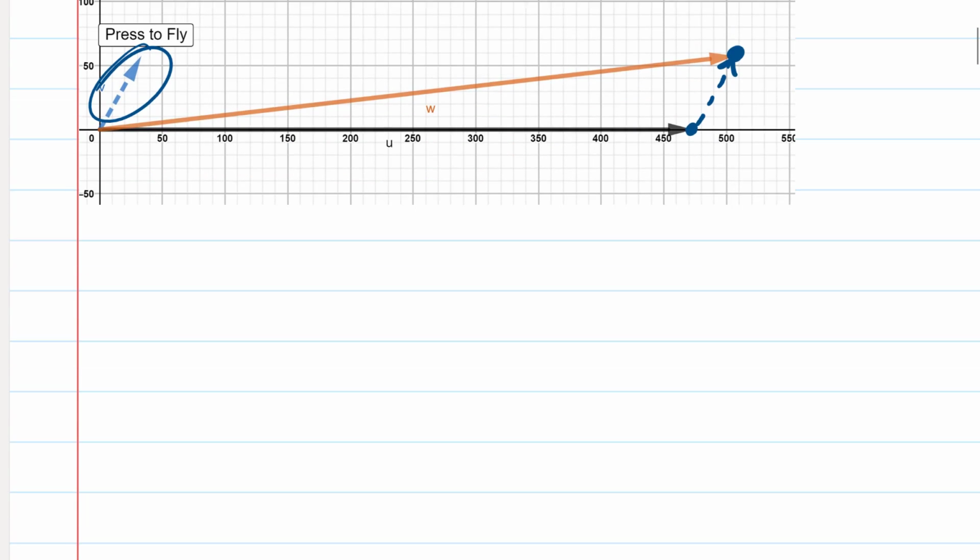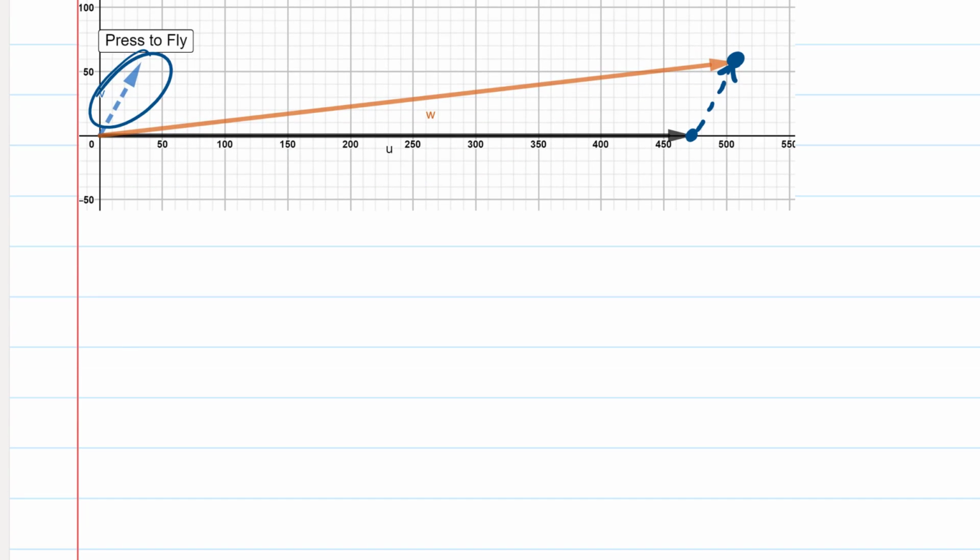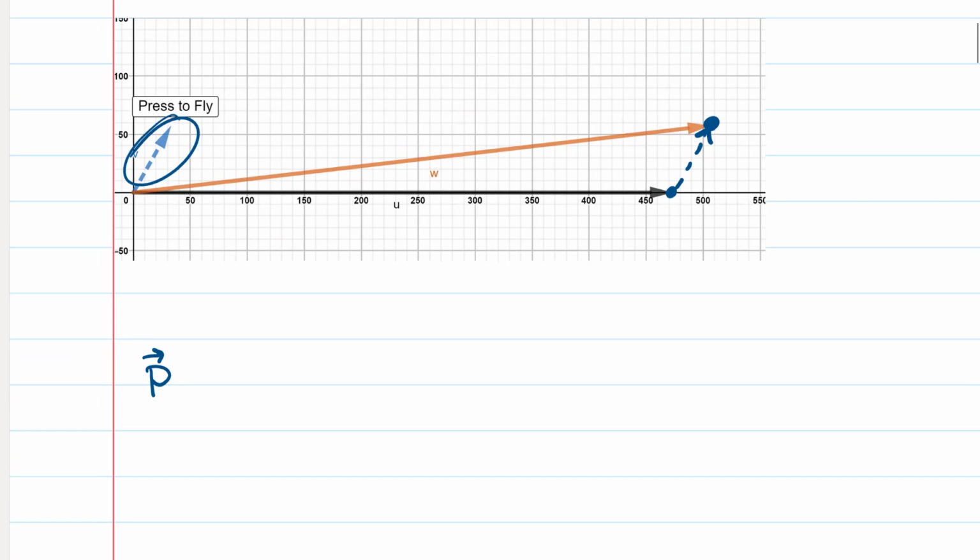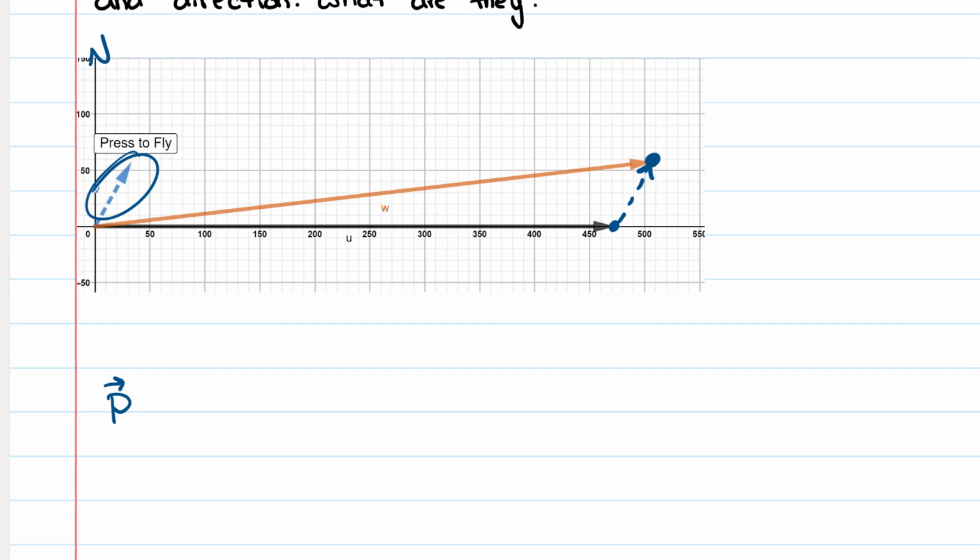So let's first break down what everything is. Let's talk about my plane vector. My plane vector is moving 500 miles an hour east. So pretend this is north, east, south, and west. This vector has the component 500, 0, because it's on the x-axis. And 500 is the magnitude.